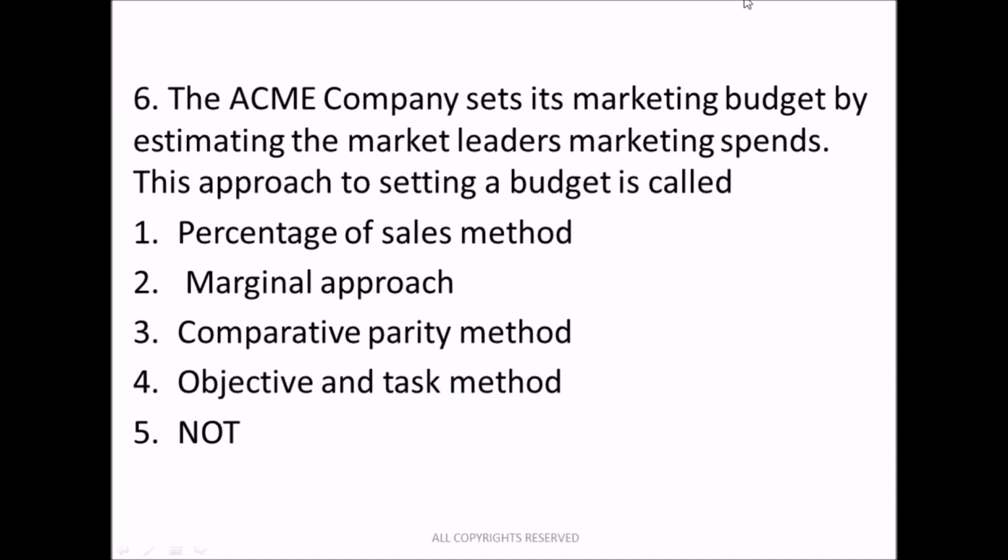So this is the correct answer, comparative parity method, in which you scan what the competitor is doing in the industry, and accordingly you decide your marketing budget, what the competitor can spend. So this is the correct option.